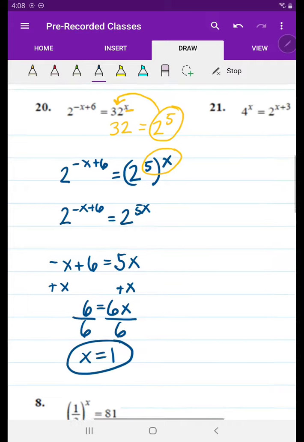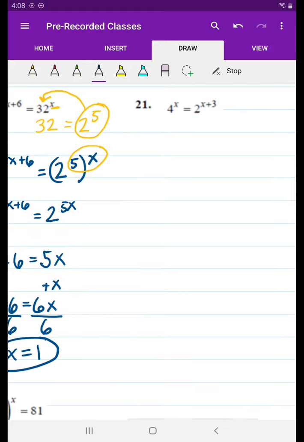So we can go on to 21. And so we're going to do the same thing here. We're going to rewrite this equation with the same bases. So we've got a 4 and a 2. And so hopefully you remember that 4 is the same thing as 2 squared. So what we can do is take 2 squared and put that in for 4.